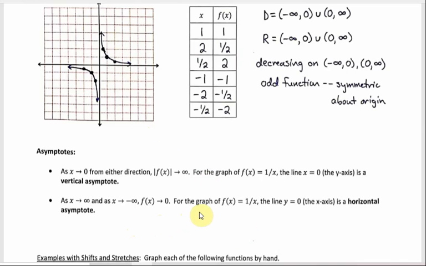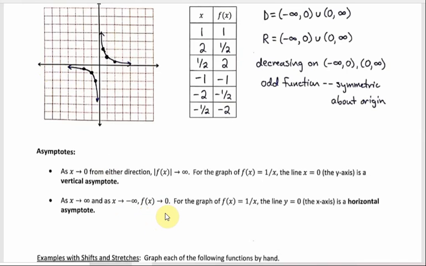Then we also have a horizontal asymptote, because as x is approaching infinity and negative infinity, f of x approaches 0. Right? If you keep going out to the right here, this gets lower and lower and lower, but it's never going to touch the x-axis. Over here, if you keep going off to the left, it's the same sort of concept. This keeps going up and up and up. It gets higher and higher, but it's never going to touch the x-axis. But the function values, they're going to approach 0 either way.